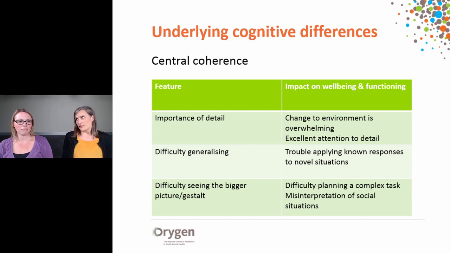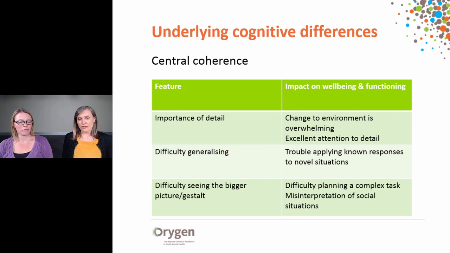But it can translate to having difficulty generalising. So what that means is that you can have trouble applying known responses to new situations. So again, an example of this is that a young person might learn how to cope with panic attacks at home and have a set of coping strategies that they use in that situation. But then it's really hard to apply those strategies at school because it's a totally different context, and you'd really need to think through what are the different ways that they can apply those learnings in a new context.